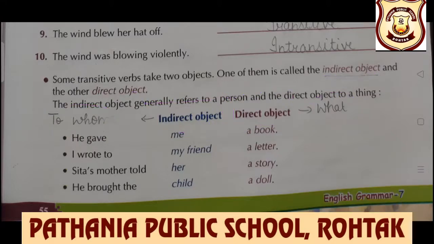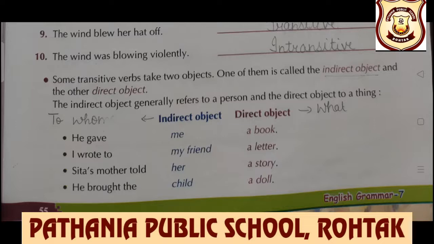And this statement gets proved by the rest of the examples also. I wrote to my friend a letter. I wrote what? A letter. To whom? To my friend. So that is the difference between direct object and indirect object.